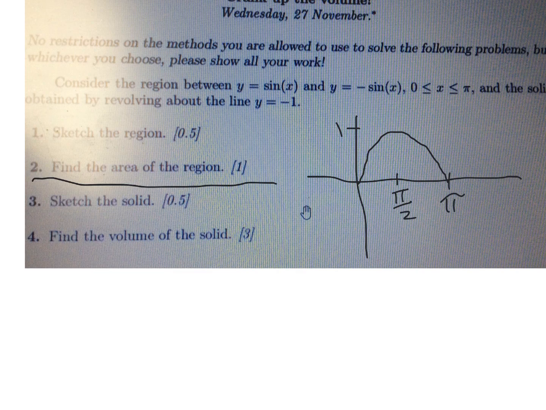And then the graph of negative sine x is just going to be that flipped in the x-axis. It's just a vertical reflection. And so it's going to start at 0 and go down to minus 1, and then back up to 0.